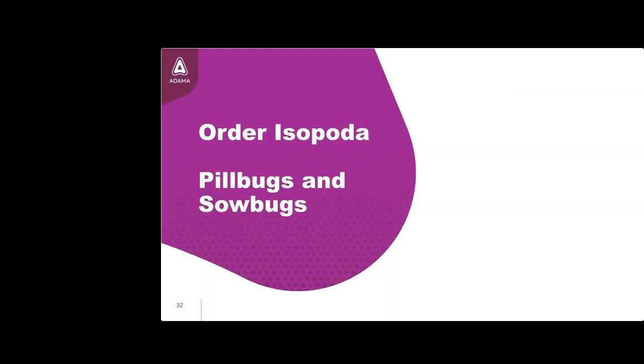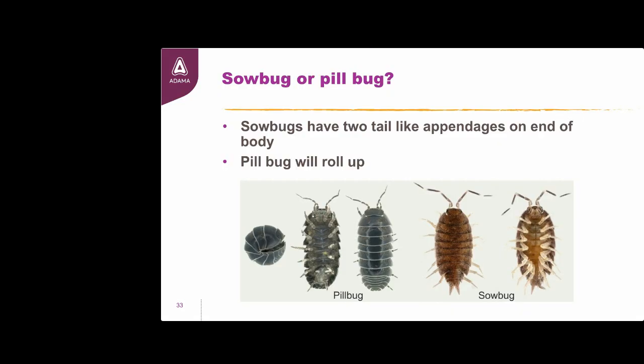Okay. So isopods, pill bugs, sow bugs, these things are adorable. I played with these all the time when I was a kid. How do I know if it's a pill bug or sow bug? Well, pill bugs are your roly-polies. You disturb them, you poke at them, they're going to roll up in cute little balls. Sow bugs don't do that.